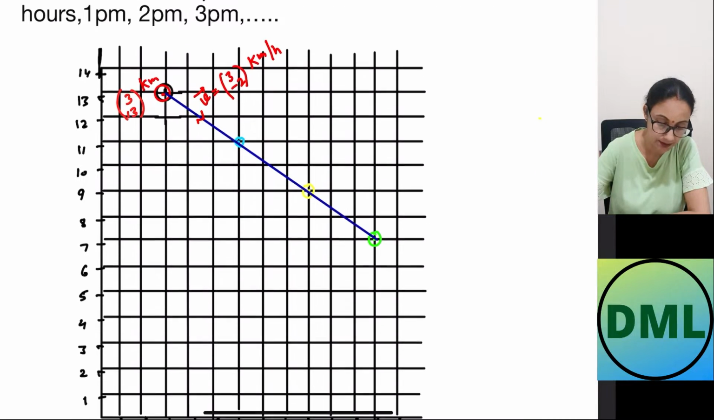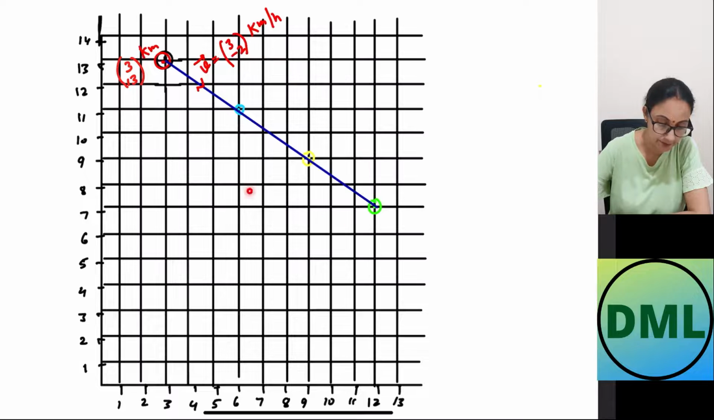As you can see here, this is our diagram. This is at 12 hours, this is at 1 pm, 2 pm and 3 pm. How are we getting the coordinates of these points? This is the initial position you have and you are moving with the velocity (3, -2) km per hour, traveling from 12 hours to 1 pm. So the time taken is only 1 hour. So for 1 hour you are moving with the velocity of (3, -2) km per hour.